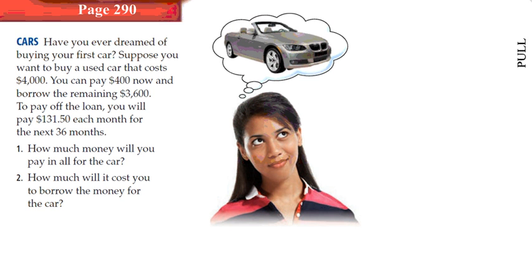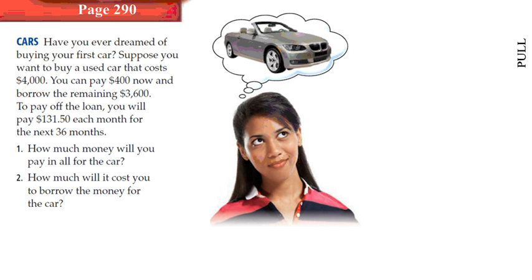It says, suppose you want to buy a used car and the cost of that car is $4,000. You're going to pay $400 down before you drive the car off the lot, and the rest of the money you're going to borrow from the bank, which is $3,600. To pay off the loan, you will pay $131.50 every month for the next 36 months. Two questions. How much money will you pay in all for the car, and how much will it cost you to borrow the money for the car?